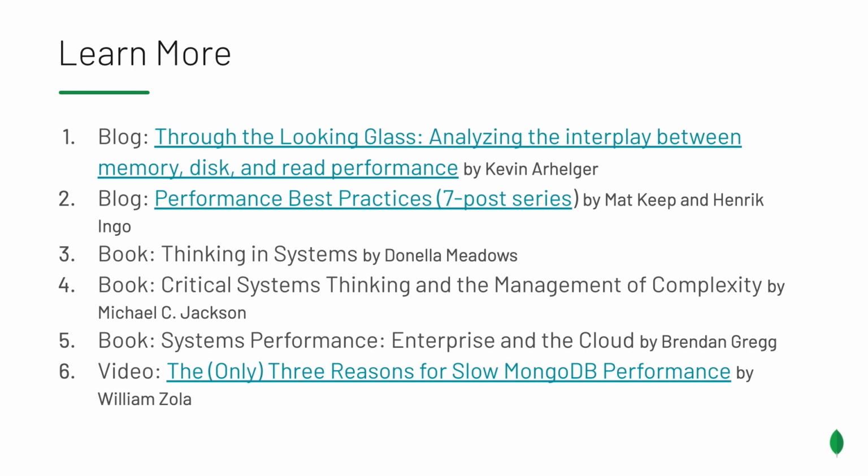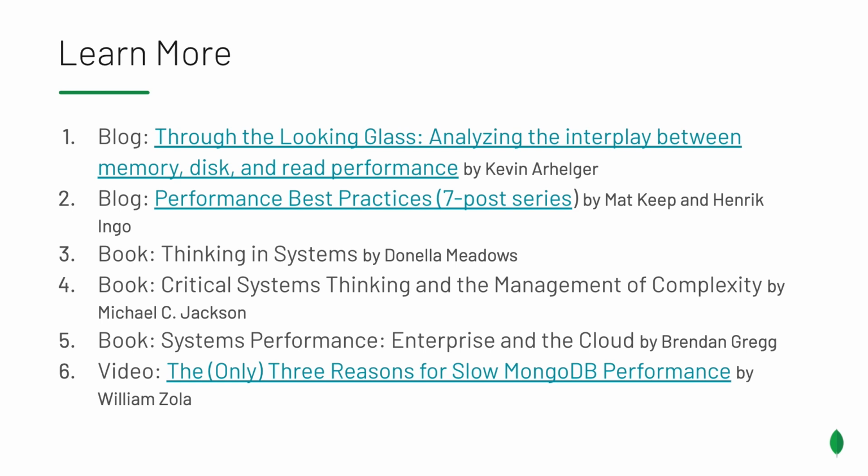I mentioned Donella Meadows' book Thinking in Systems earlier. It's a great overview. The Michael C. Jackson book goes into more detail on the different methodologies of systems thinking and applies them to management. It's available on the Safari Books online service if you have a subscription. The Brendan Gregg book looks at systems performance in general. A MongoDB database is typically part of a larger system, and this book will help you consider the whole picture. It's also available on Safari Books online.